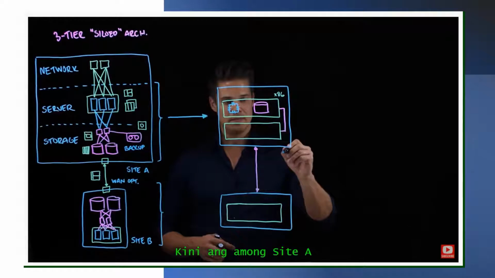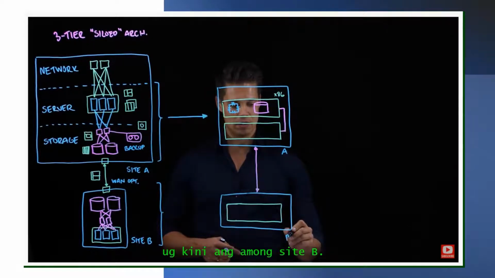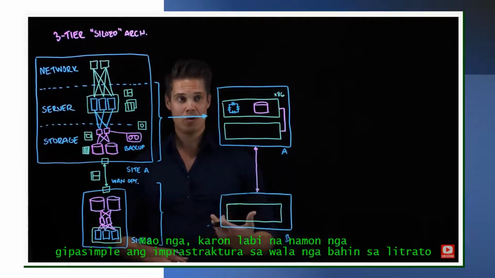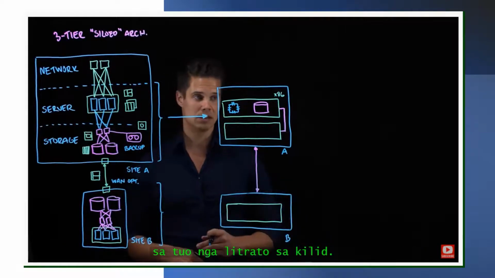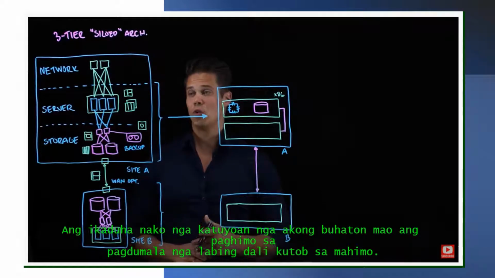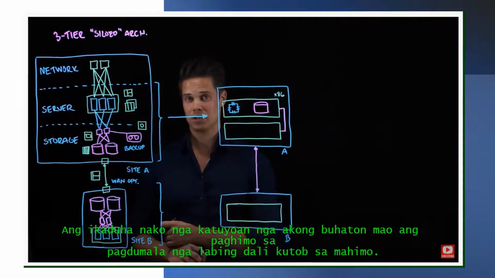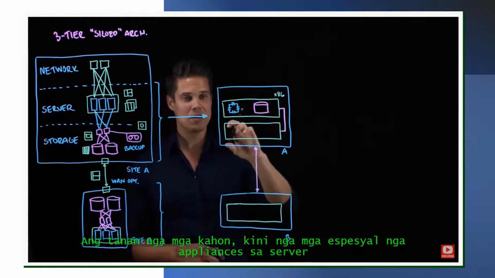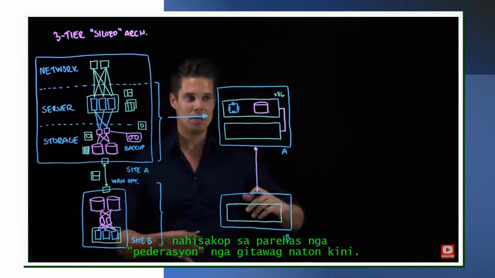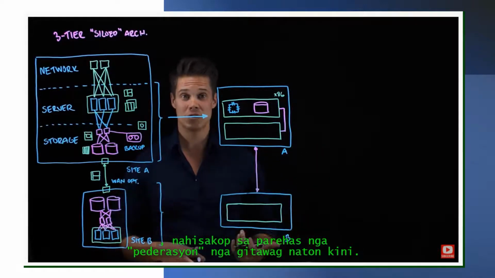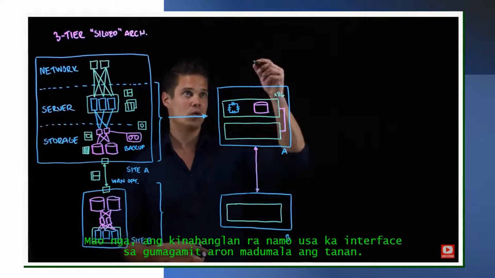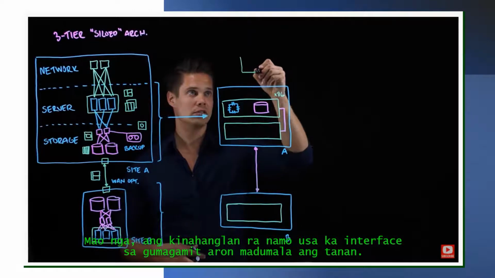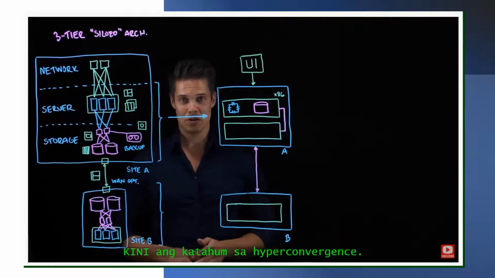This was our site A, and this is now our site B. So now we have already vastly simplified the left-hand side picture infrastructure to the right-hand side picture. The second goal I had was to make the management as easy as possible. All of these boxes, these special server appliances, are belonging in the same federation, as we call it. And one federation is managed with one single user interface. So all we need is one user interface to manage everything. This is the beauty of hyperconvergence.